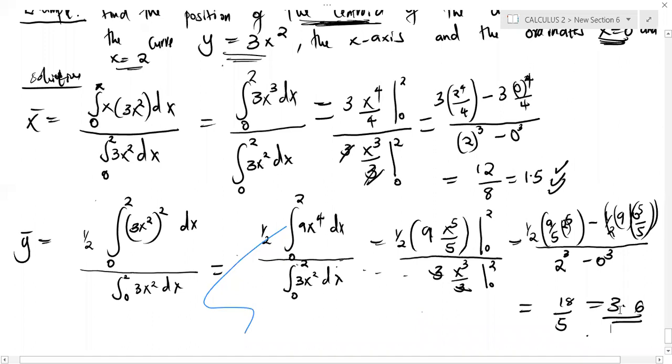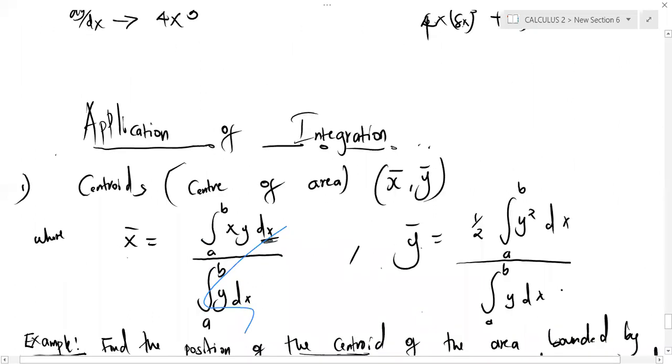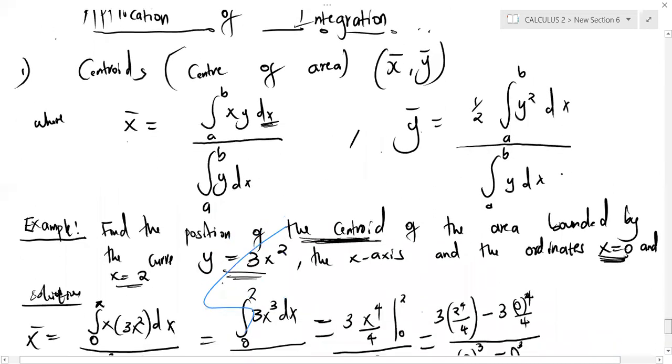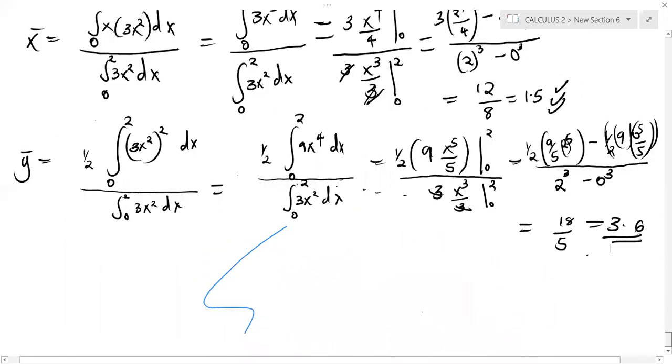So what's our answer? Our answer is (x bar, y bar). Our x bar we got to be 1.5 and our y bar is 3.6. So we have (1.5, 3.6) as our centroid. That's how we get the centroid.